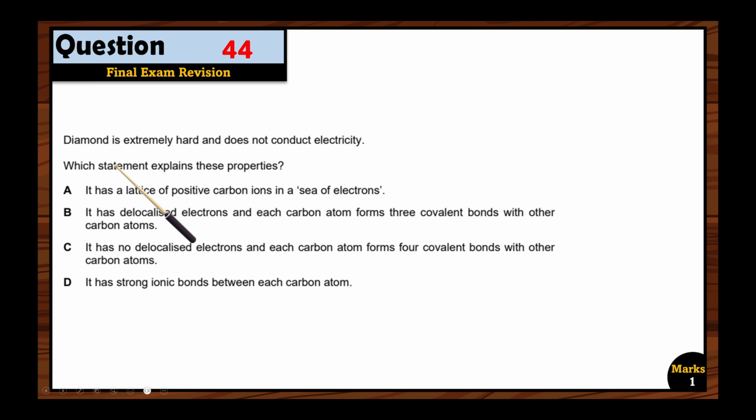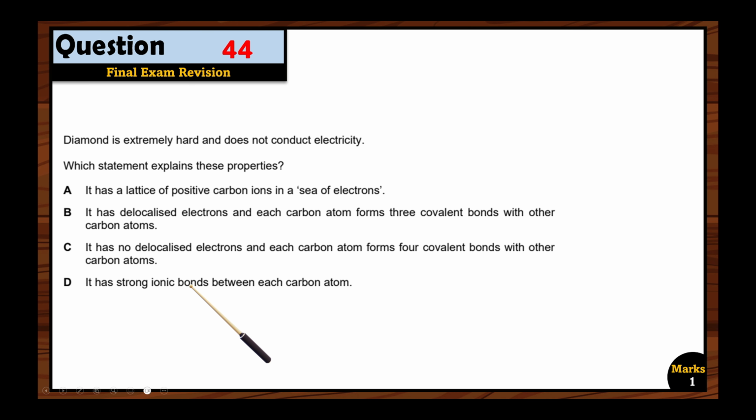Diamond is extremely hard and does not conduct electricity. Which statement explains these properties? It has a lattice of positive carbon ions in a sea of electrons. That's wrong. It is actually sharing the electrons, so we have to see the option where we can see the sharing of electrons. It has delocalized electrons. That's wrong. It has no delocalized electrons. Yes, that's right. And each carbon atom forms 4 covalent bonds with other carbon atoms. Yes, that's right. So option C is correct.